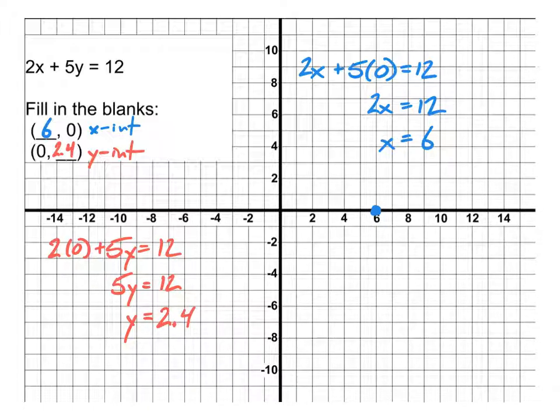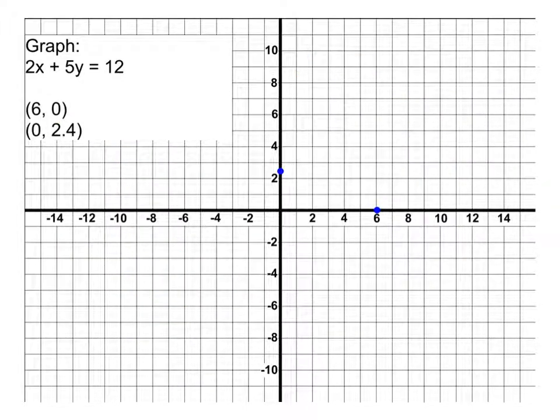If I plot the point at 0, 2.4, yes, I'm having to be just as precise as I can in locating 2.4. But notice what I now have on my graph. I have 2 points. How many points do I need to be able to draw a line? 2. And so you grab your straight edge and you draw the line that just goes through those 2 points.